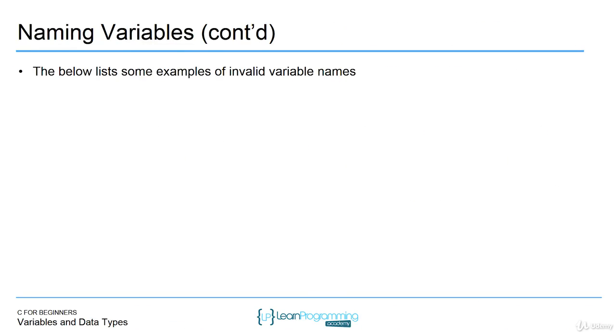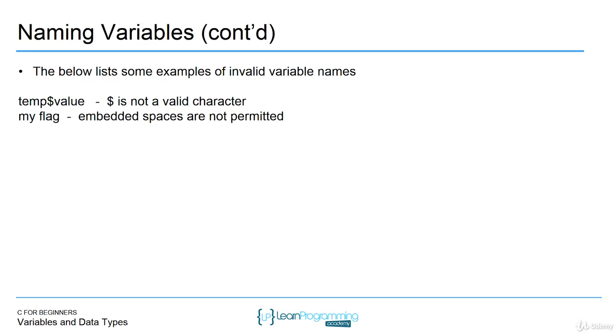Here are some examples of invalid variable names. You would not be able to create variables with these names. The compiler would give you an error. If you said temp$value, the compiler would give you an error because the $ sign is not a valid character. So you can't use the $ sign. My flag with a space would give you an error because there's a space. 3Jason, that's an error because you started a variable with a number. Can't do that in C. And remember, the compiler checks these rules, so it will tell you if you're wrong.